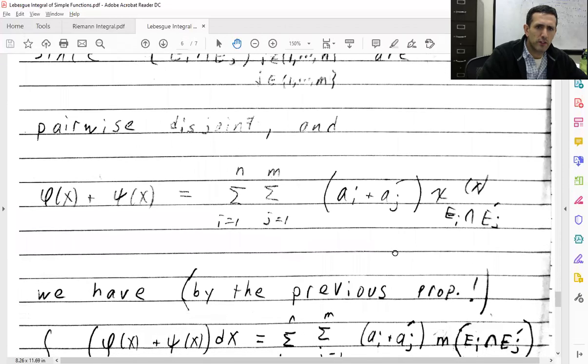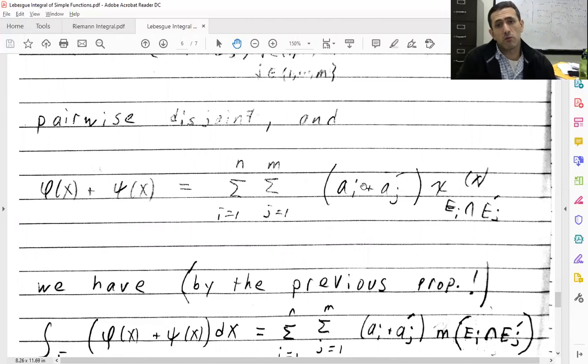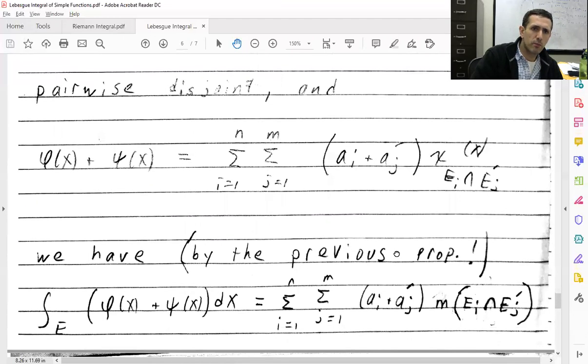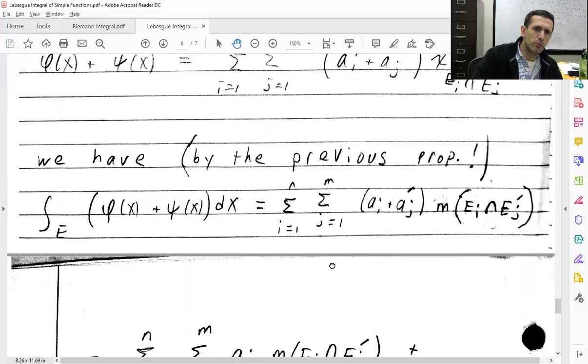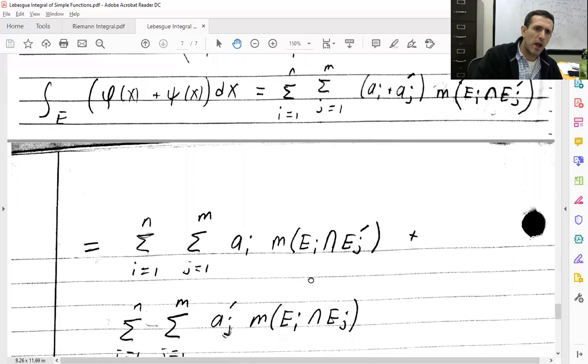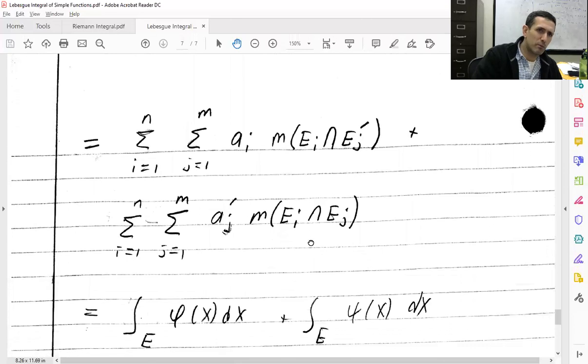So I can use the previous proposition here, where I still might have repeats. I might have repeats in the sum here for the ai plus aj primes. There's no reason why we don't have it. But these are pairwise disjoint. So the previous proposition says I know how to integrate this, and it's just this sum here. Now all I'm going to do is break this up into two sums and use the proposition one more time.